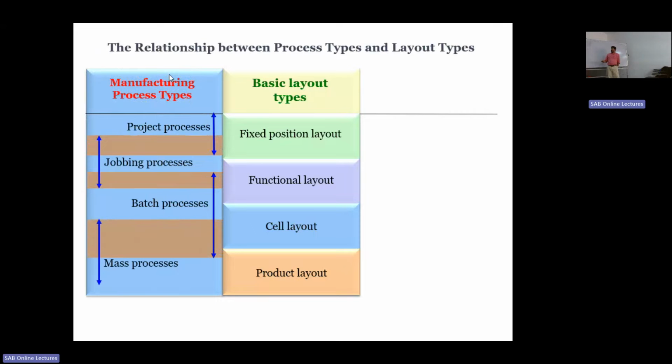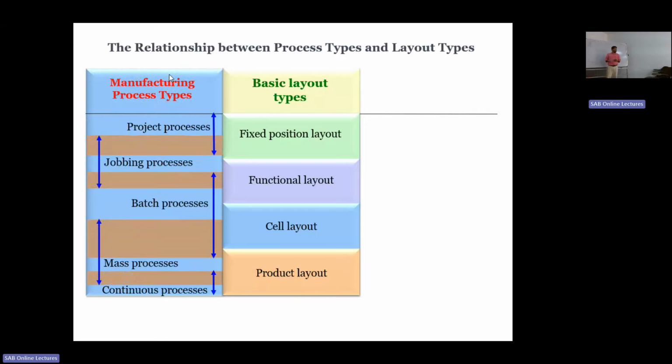And how about the other one? We call it mass processes. For that, what type of layouts are recommended? Basically, product layouts. And some mass processes use hybrid layouts, or what we call cell layouts. Mass processes. How about the volume? High volume. Probably one or two varieties. That requires a product layout, or nowadays we see cell layouts, hybrid layouts are used.